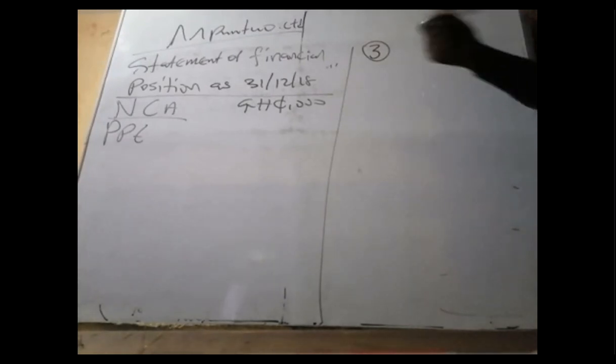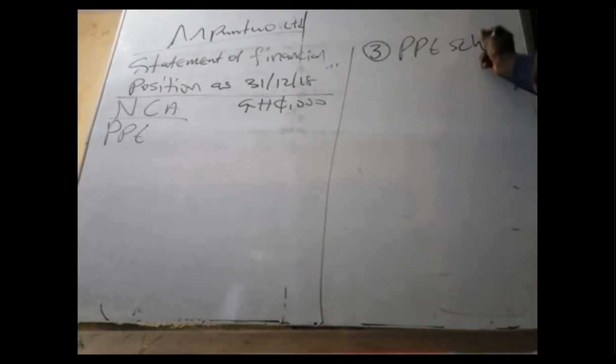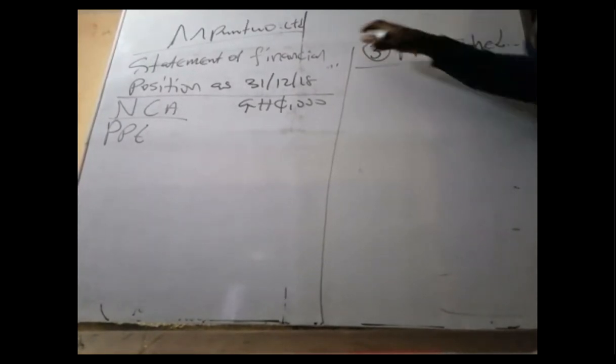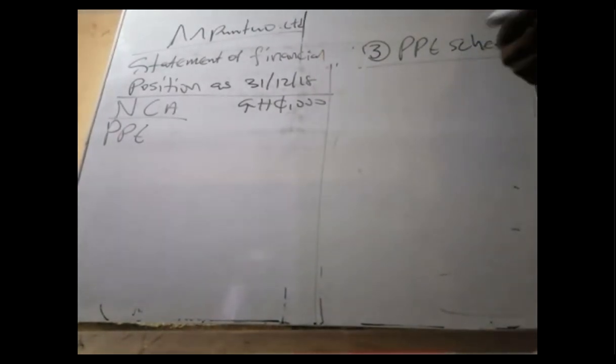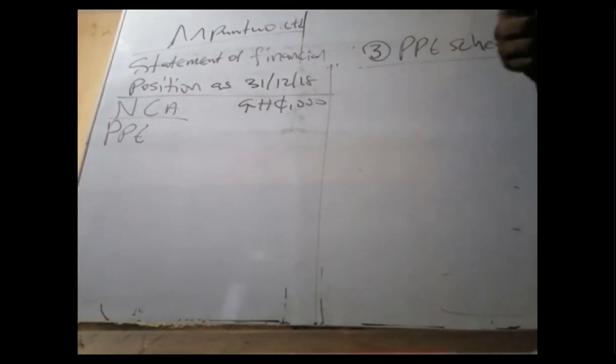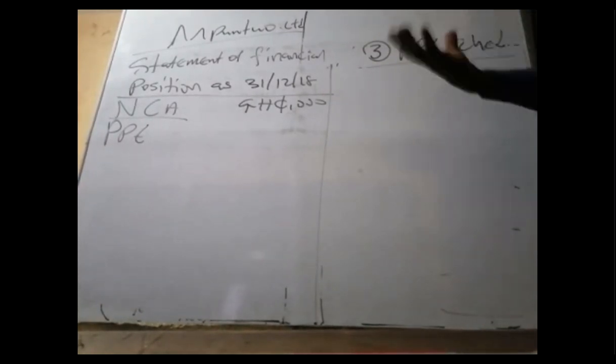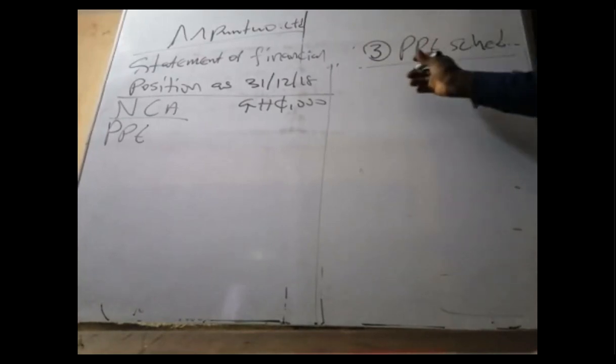Workings number 3. We call it PPE schedule, or PPE table. Now in the PPE schedule, we have the comprehensive format there. That comprehensive format is a bit critical, so we have an alternative that we can use. Let's go by the alternative.